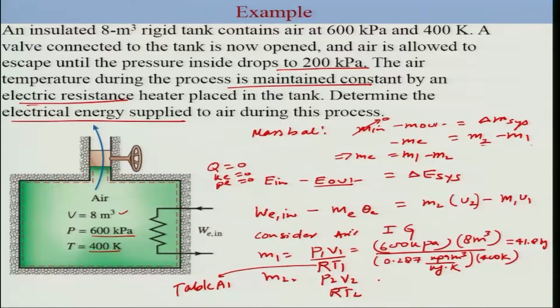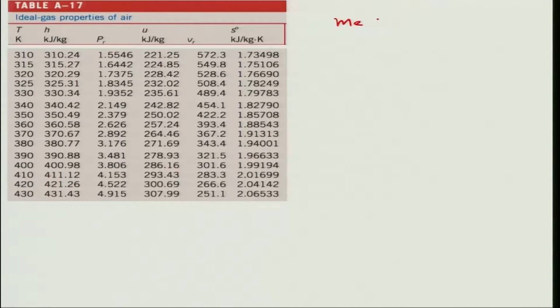Similarly, you can also calculate m2. For m2 the only change is P2, which is 200 kilopascal. Here, thus you should get simply 13.94 kg. The next thing is that m_e is nothing but m1 minus m2. Because we have already calculated m2 and m1, this comes out to be 27.87 kg. Now we need to find out h and u.